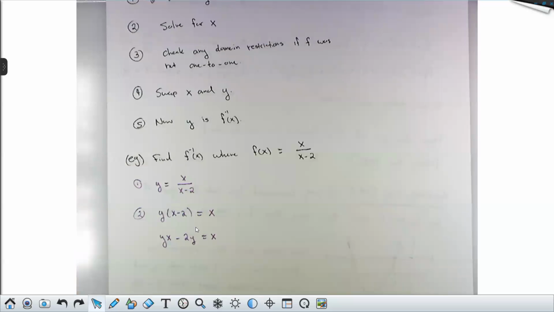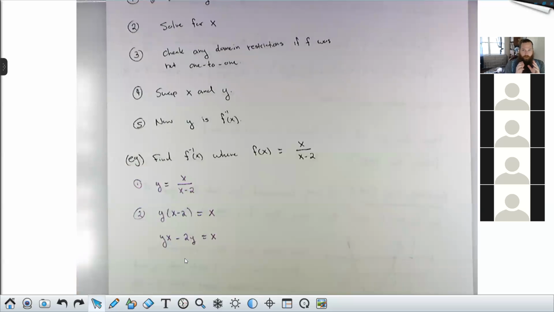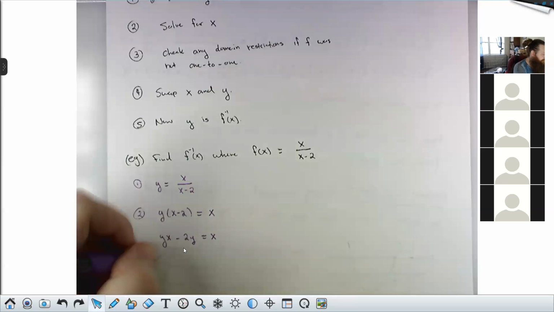Here's the thing to keep in mind. Here's the trick. You want to get all the terms that have an x on one side and all the terms that don't have an x on the other side. Once you do that, you'll be able to factor an x out on the left and divide over by whatever remains. So this 2y, I'm going to bring him over here. And this x, I'm going to bring him, like you said, over here.